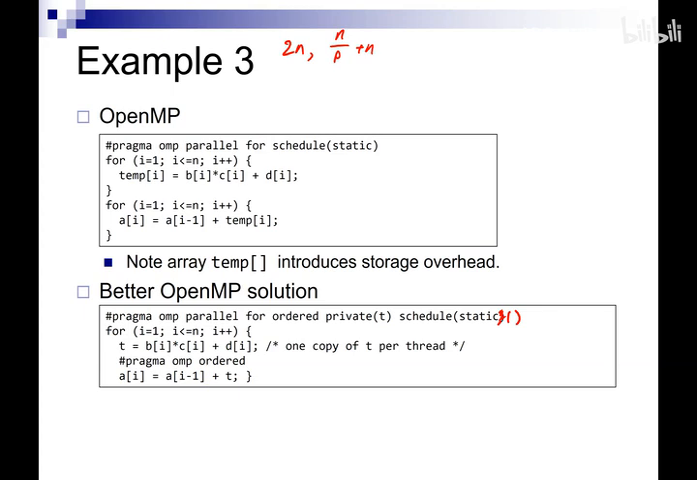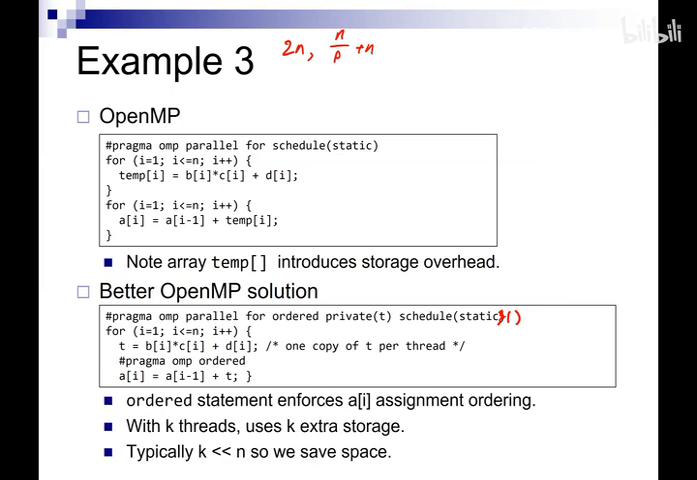The advantage of doing it this way is that now each thread just has one copy of this variable t. So in total, if you have k threads, you're just using k amount of extra storage. Whereas for the first example, if you have n items, you're going to use n extra amount of storage. And n is usually much larger than k, so this second method is going to save space.